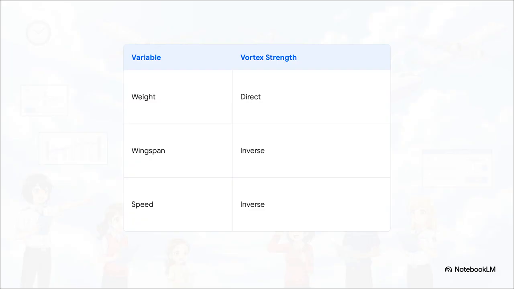Let's break down the exact mathematical relationships the examiners want you to know. So the crucial point here is this: aircraft weight is directly proportional to vortex strength. Basically, the heavier the plane, the harder it works to fly, and the stronger the vortex. On the flip side, though, aircraft wingspan and speed are inversely proportional to vortex strength. A longer wingspan spreads out that pressure differential, and a faster speed lowers the required angle of attack. So both of those things actually decrease the strength of the wake turbulence.